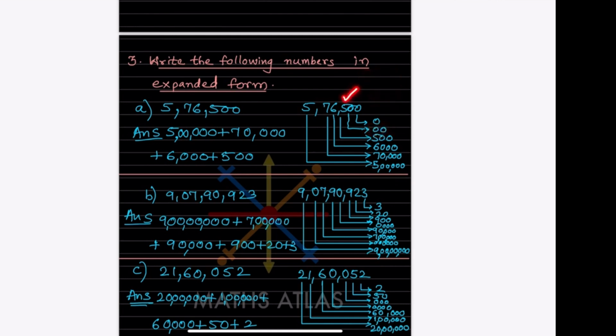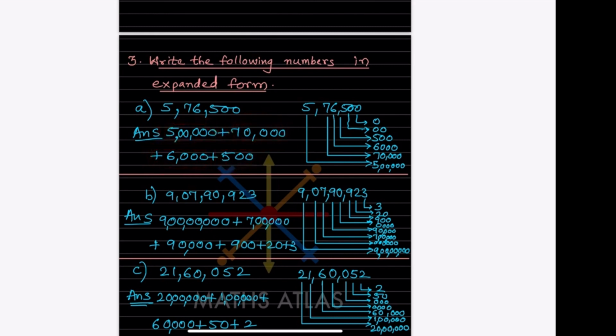Then 5 is on which place? 5 is on the hundreds place. So 5 into 100 is going to be 500. Then 6 is on the thousands place. 6 into 1,000 is going to be 6,000. Then 7 is on the 10,000s place. 7 into 10,000 is going to be 70,000. So 5 into 1 lakh is going to be 5 lakhs. So same thing, whatever is here, I have written in the reverse order. Over here, that is 5 lakhs, 70,000, 6,000, and this is 500.